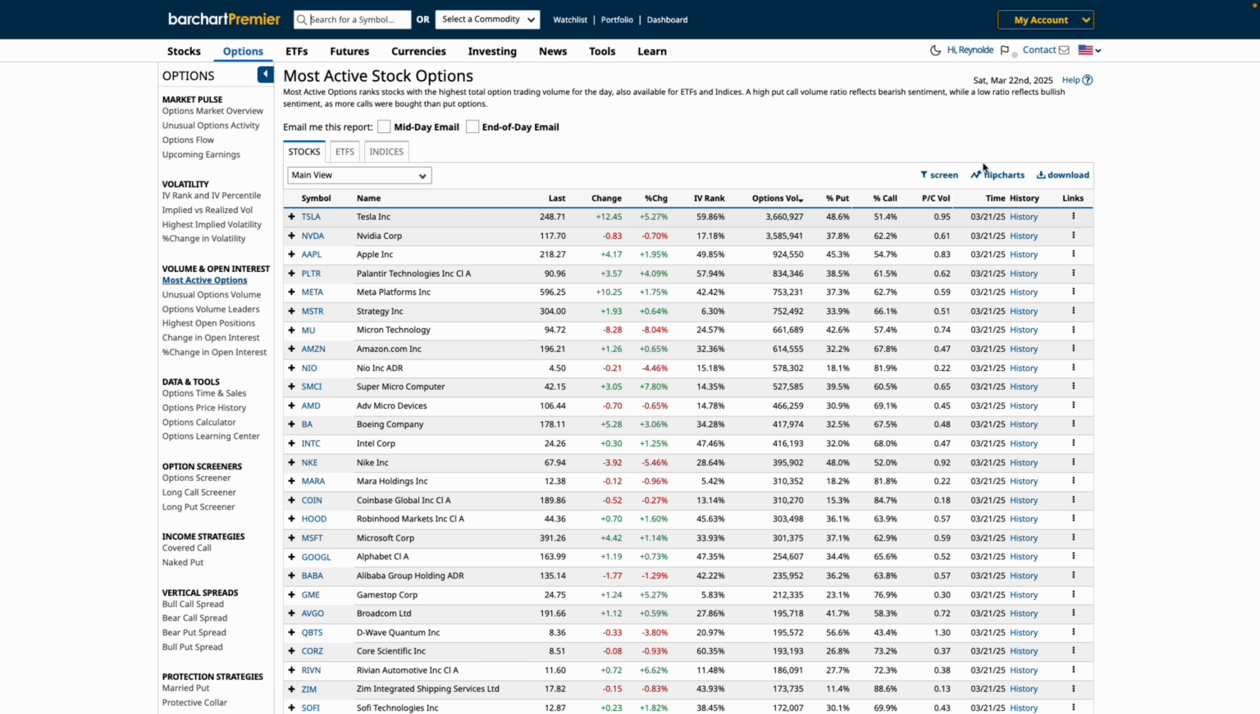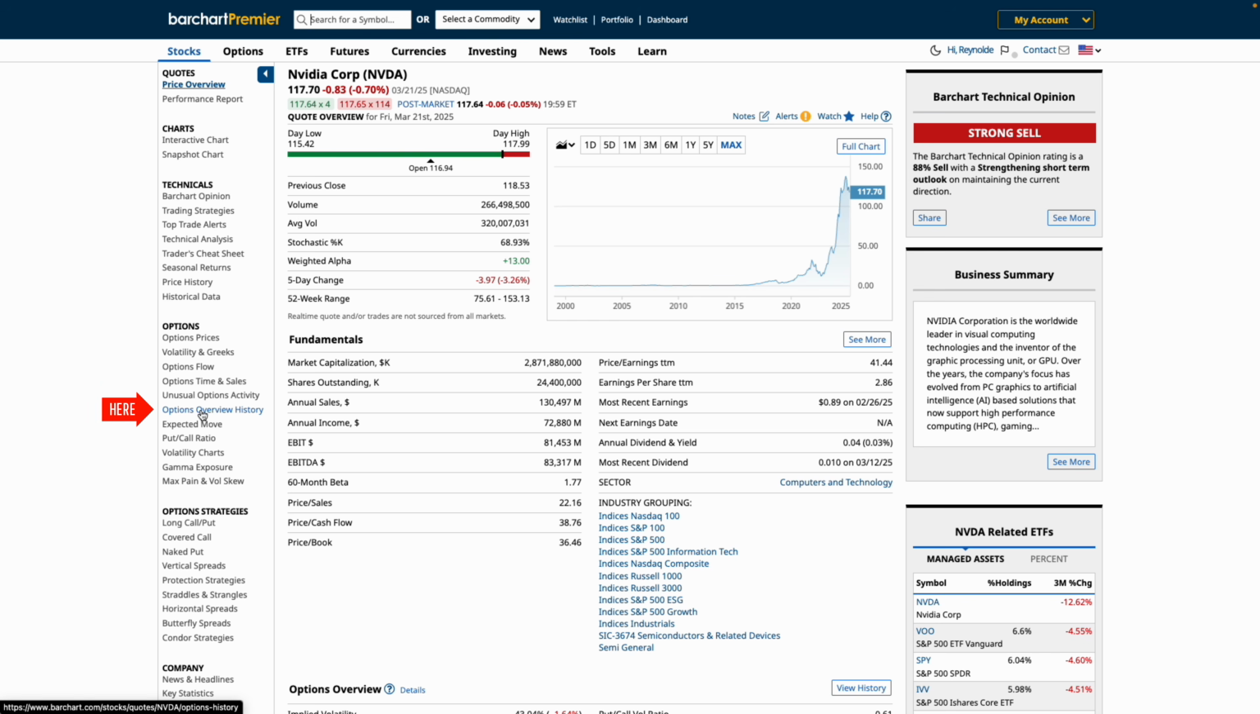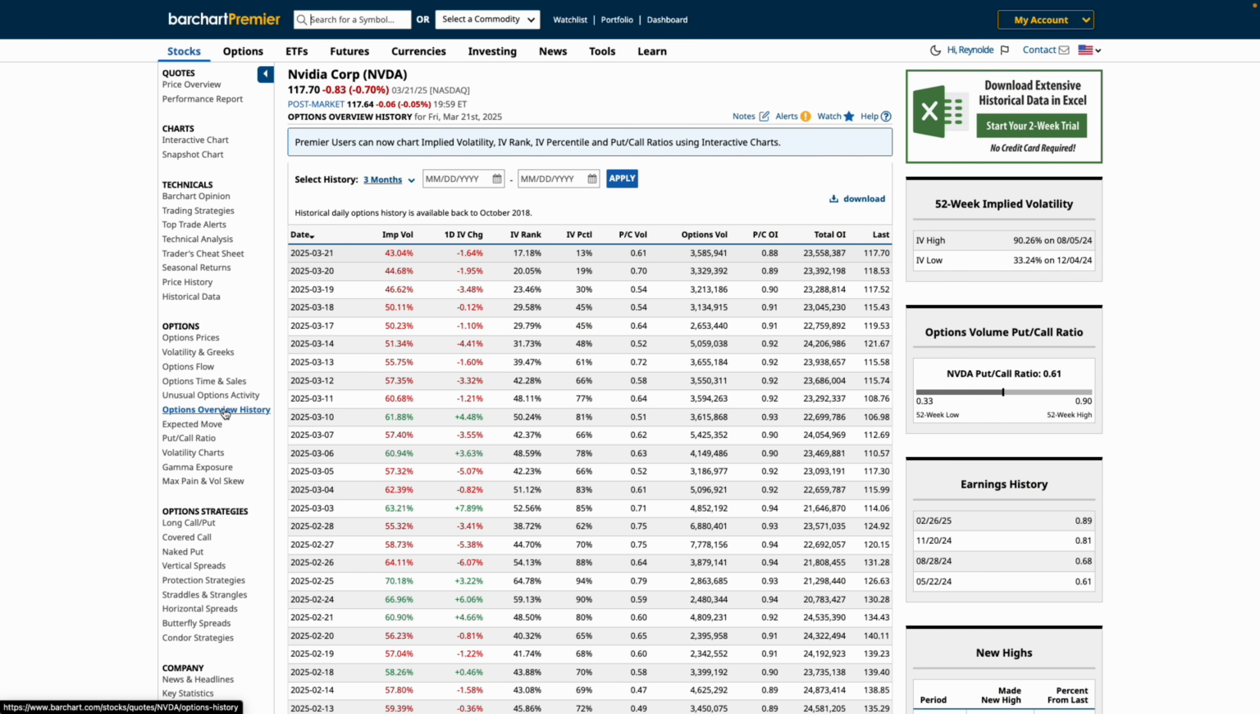But we don't want to just look at volume. We also need to compare it with open interest and other indicators for option traders. So let's dig a little deeper and take a look at the options overview history. This page allows us to track how options trading has evolved over the past few days, weeks, or months. This is important because instead of just looking at today's volume, we can see how sentiment has been shifting over time.